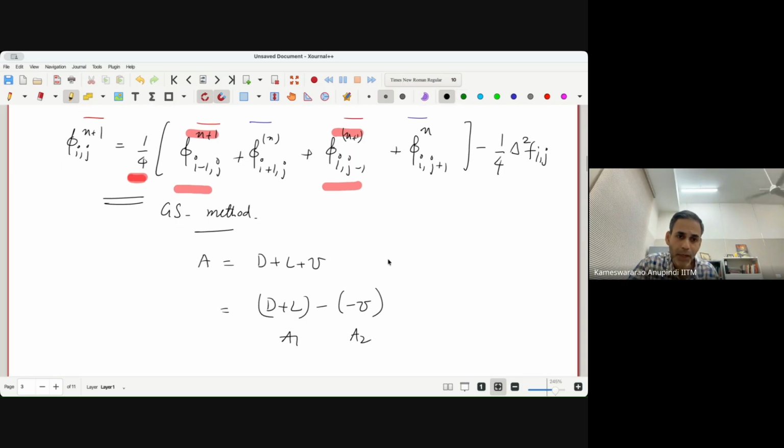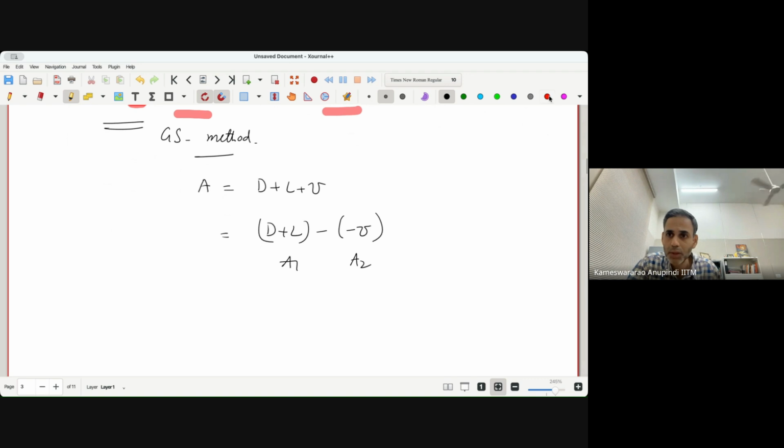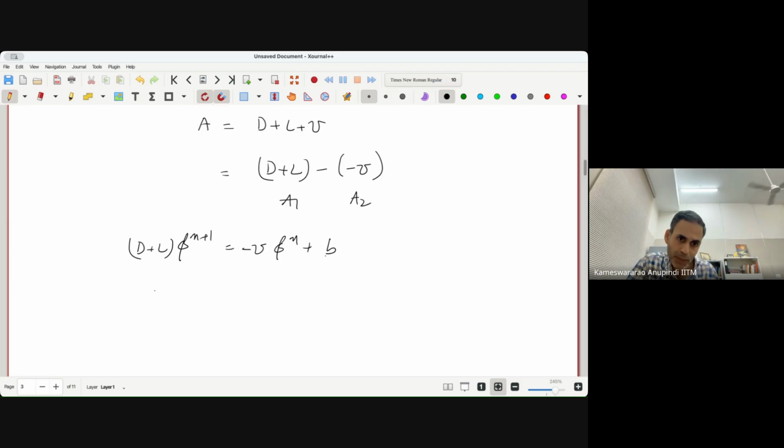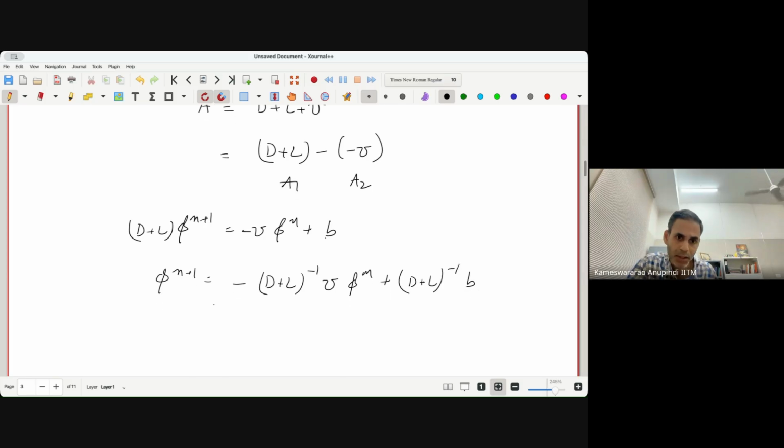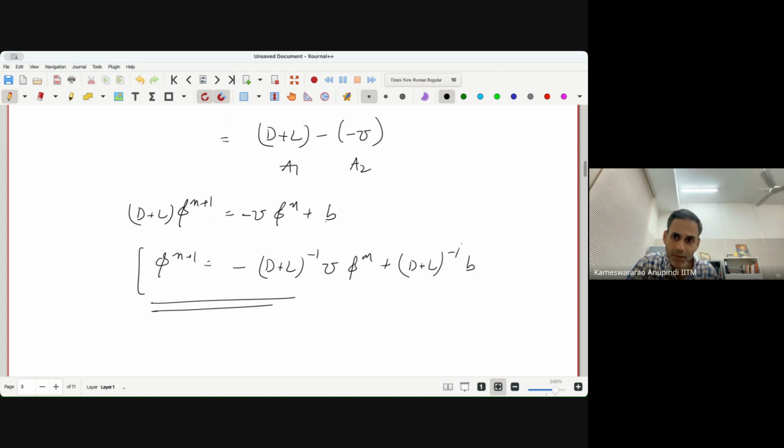That means our equation is going to be D plus L times phi n plus 1 equals minus U phi n plus B. Then my equation is phi n plus 1 equals minus D plus L inverse times U times phi n, plus D plus L inverse times B. So that is the matrix representation of the Gauss-Seidel method.